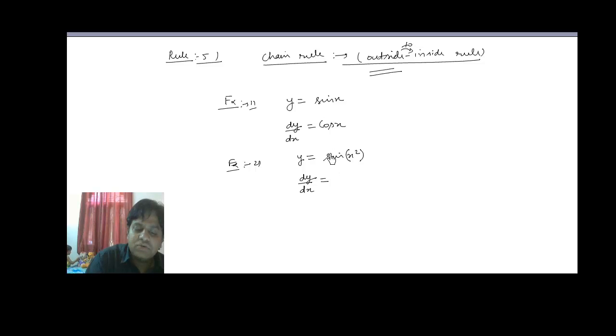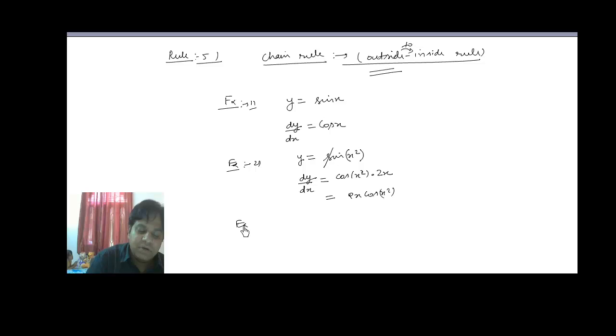What I'm seeing outside is simply sine of small bracket. So sine of small bracket will be differentiated as simply cos of small bracket. Now after solving this sine, I'll go inside and see this is x square, which will get differentiated as 2x. So my answer is simply 2x cos x square.